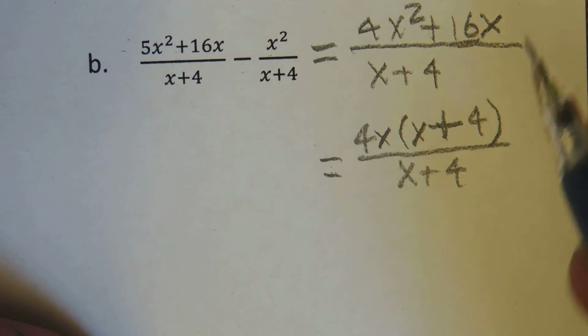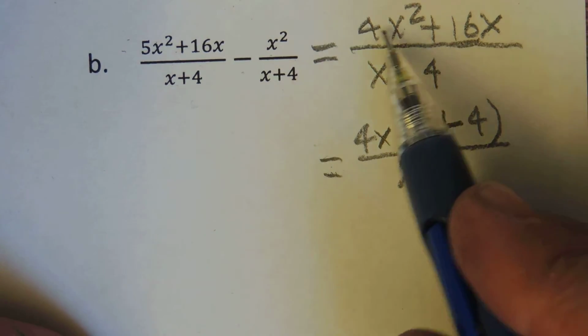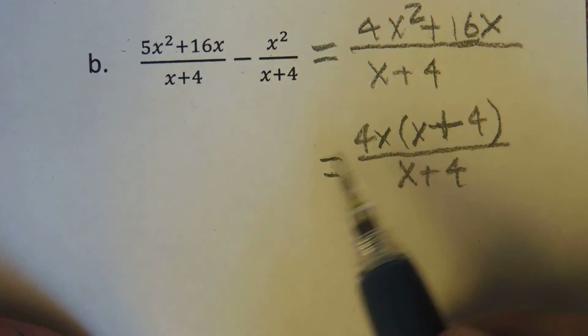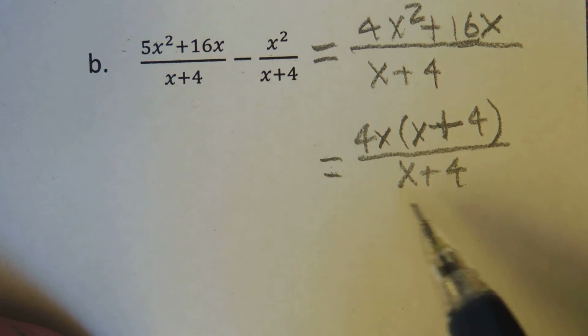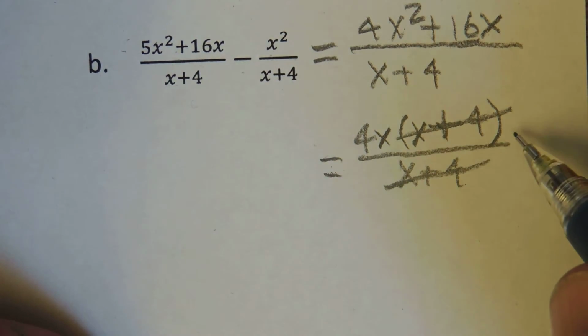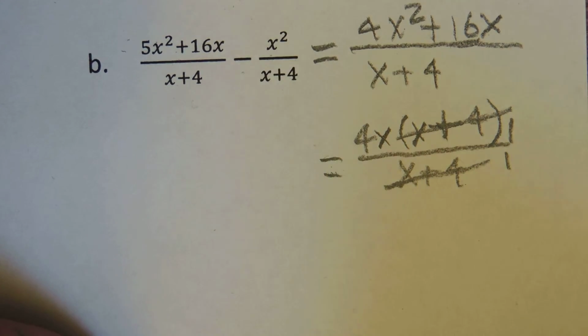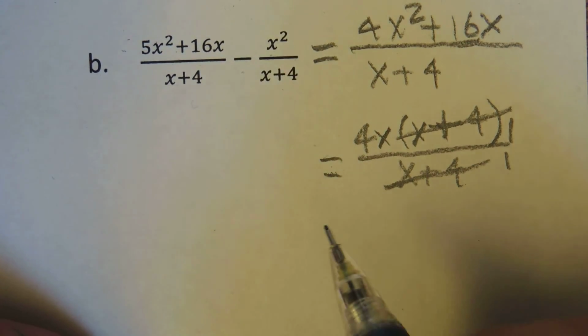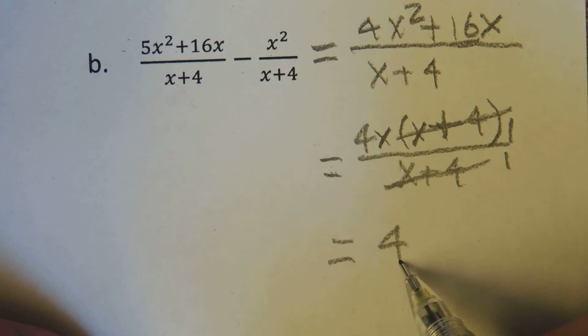So if I look at this now, having taken out the 4x and taking 4x out of this, I'm left with x plus 4. I have x plus 4 in the denominator. X plus 4 divided by x plus 4 is the same as 1 divided by 1. 1 times 4x divided by 1 is 4x.